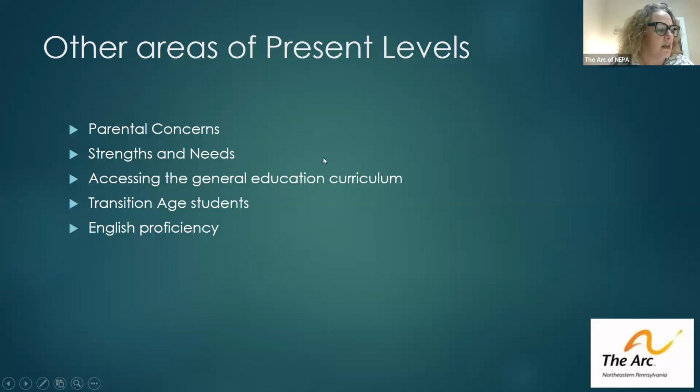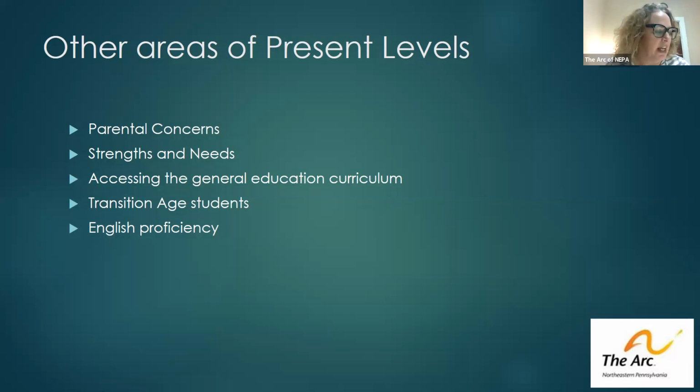Strengths and needs. They should report accurately, reflecting your child in these strengths and needs. And if there's anything missing, you as an equal member of the team should bring that up. It shouldn't just be the academic things like counting and writing, or the same thing with the needs. It shouldn't just be those academic pieces, because we know that an IEP is not just for academic reasons.